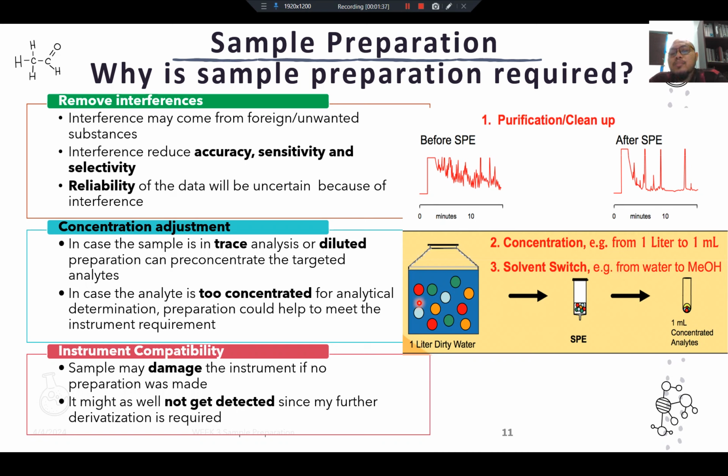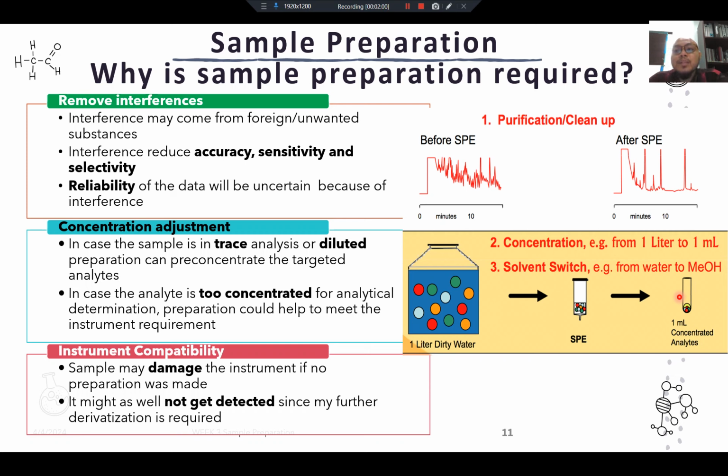Let's say, for example, you collect 1 liter of water from a puddle, you bring it through the SPE, then you concentrate it into 1 ml of solution. So in concentration adjustment, it's not necessarily only from dilute to concentrated. There are some situations where your sample is too concentrated.